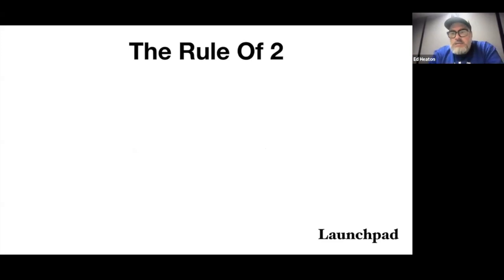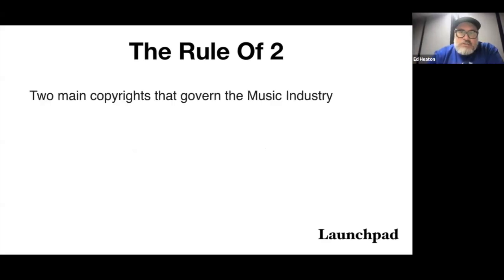So let's get started on looking at music copyright. I call this the rule of 2. Essentially, there are two main copyrights that govern the music industry. I'm talking about the recorded music industry mainly, and really without these two copyrights, the music industry doesn't have anything to hang itself on. Everything is predicated around the ownership and licensing of these two copyrights.